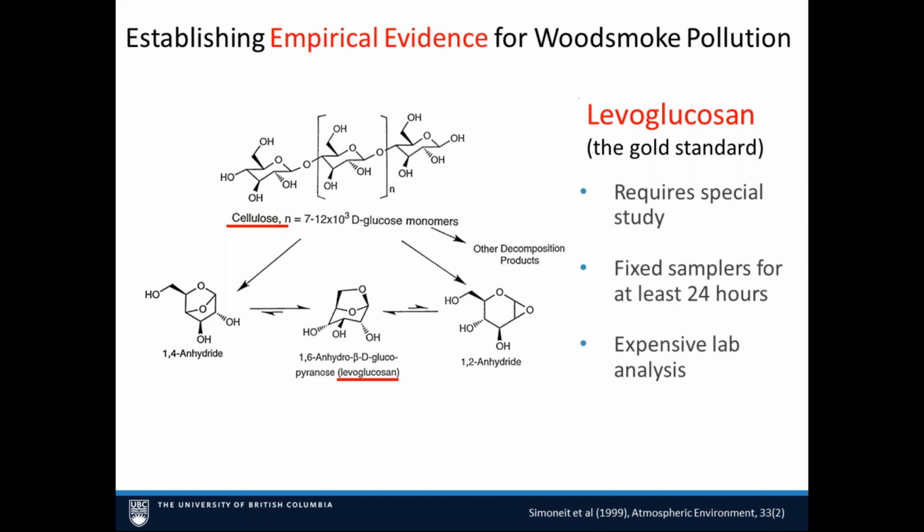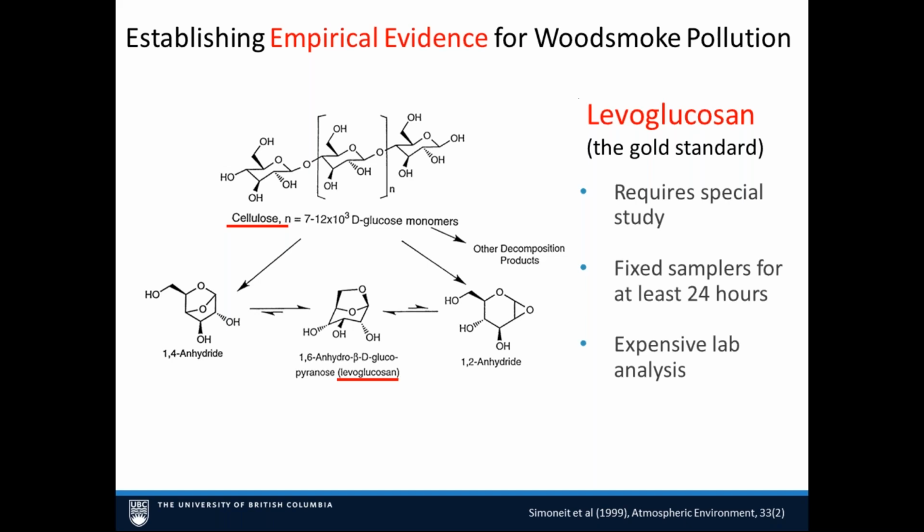It is a sugar anhydride that is derived from the pyrolysis of cellulose during biomass combustion, which more simply means that it is emitted when wood is burned at high temperatures. And it is useful because it's emitted in high concentrations and it is relatively stable in the atmosphere. And this allows it to be captured and therefore measured.